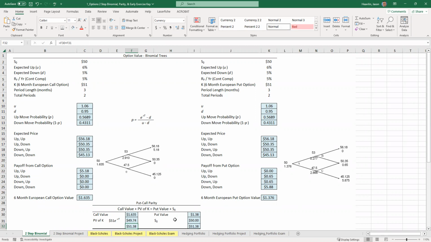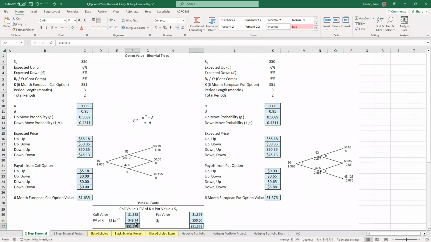The importance of the number is this, that if I have some of these values, I can tell what the put value is without having to do this calculation. This is how it would work. Because the parity is this formula here. Call value plus the present value of the strike price equals the put value plus the stock price now. So the put value plus S0, which is the stock price now, $50, would add up to $51.38. Let's go ahead and expand those decimals so it all makes sense.